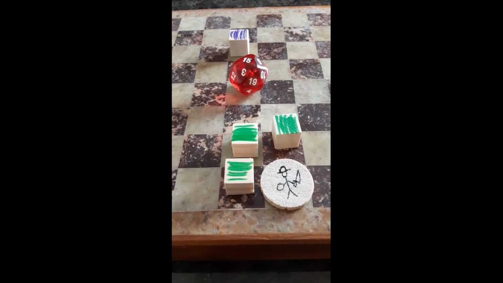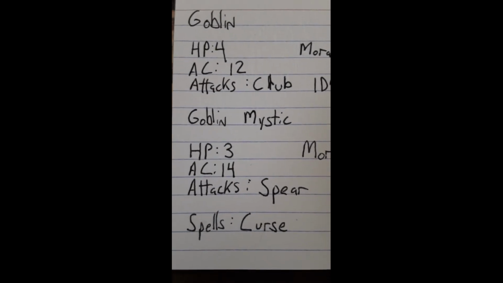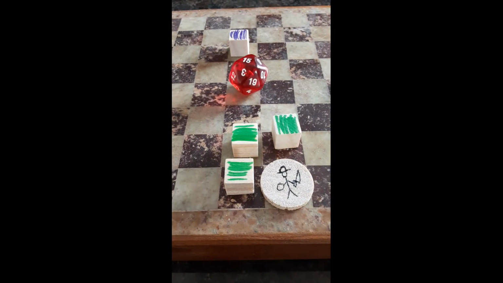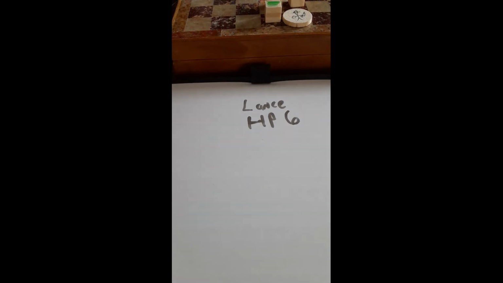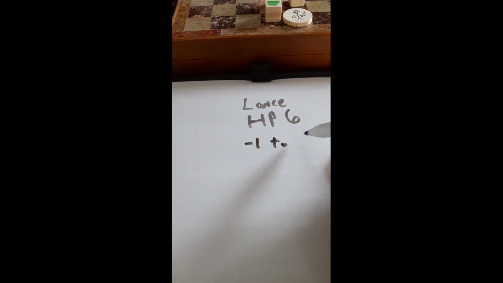So that's not it, though. There's still one goblin left over. A goblin mystic, right? Goblin mystic can cast a spell called Curse. What Curse does is that for a number of rounds, Lance will have difficulties in his attacks. What does that mean? For the purposes of this demonstration, we'll say the spell lasts the entire combat. Lance has -1 to attack and saving throws.